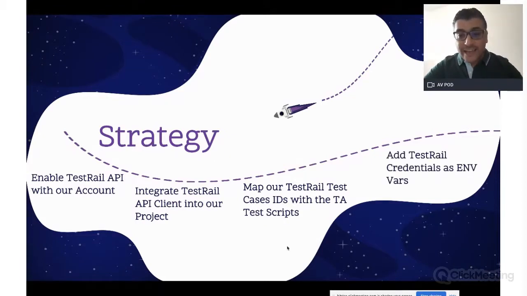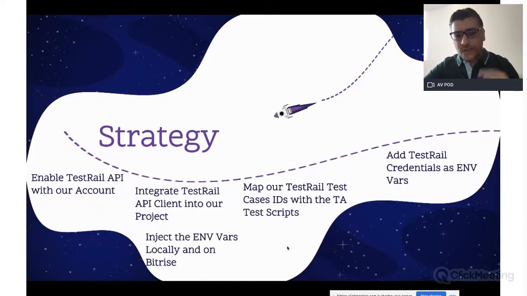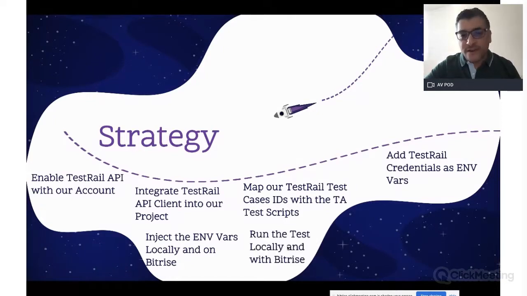And adding TestRail credentials as an environment variable, because if we are talking about best practices, we don't need to add any hard-coded values in our project. So we need to think about how we can add the credentials for the APIs inside our project, using them as environment variables. After that, we need to find a solution to inject these environment variables locally or on Bitrise, by passing the correct values from our API's information. And then we can run the test locally or on Bitrise, as we want.